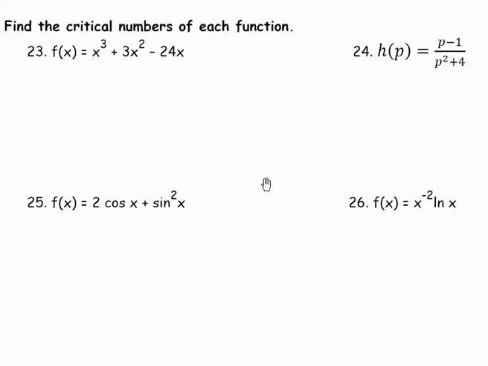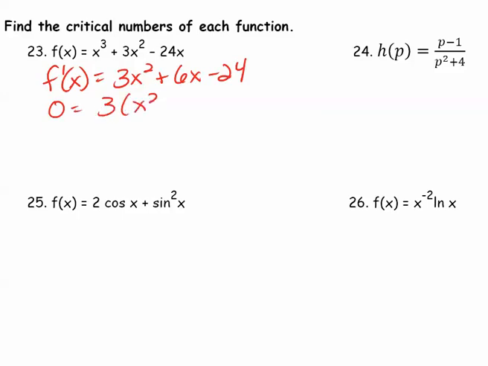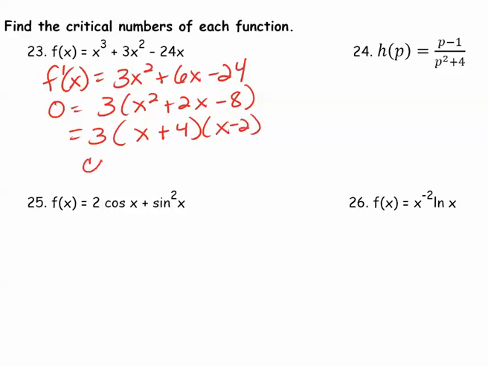All right, find the critical numbers. So we have to look at where the derivative is equal to 0 or where the derivative is undefined. And if we set this to 0 and factor, and we could divide the 3 to the other side, by the way. Doesn't have to stay there. So x plus 4, x minus 2. So our critical numbers would be 2 and negative 4.